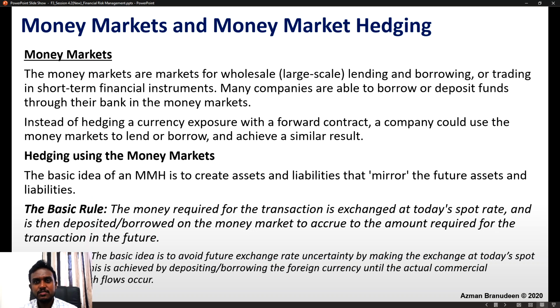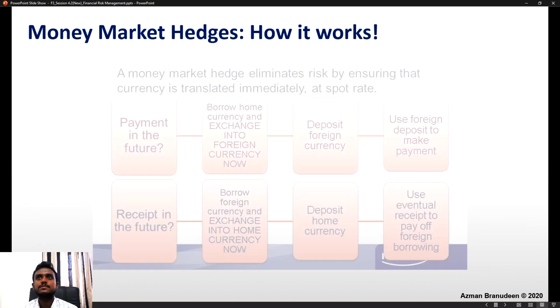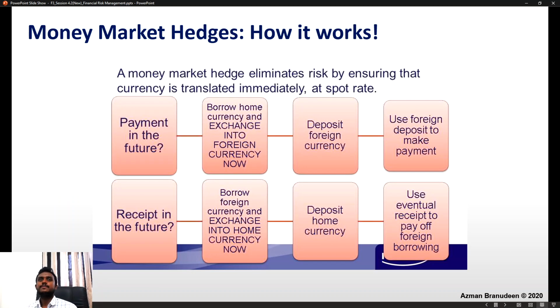The basic idea is to avoid future exchange rate uncertainty by making the exchange at today's rate. See how it works. So here you have a simple snap I've extracted from Kaplan. A money market hedge eliminates risk by ensuring that currency is translated immediately at spot rate.